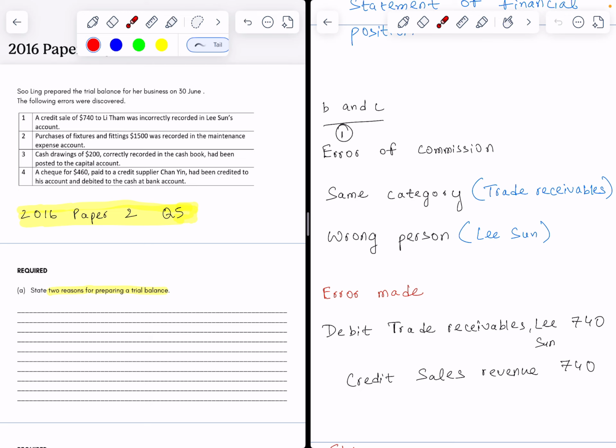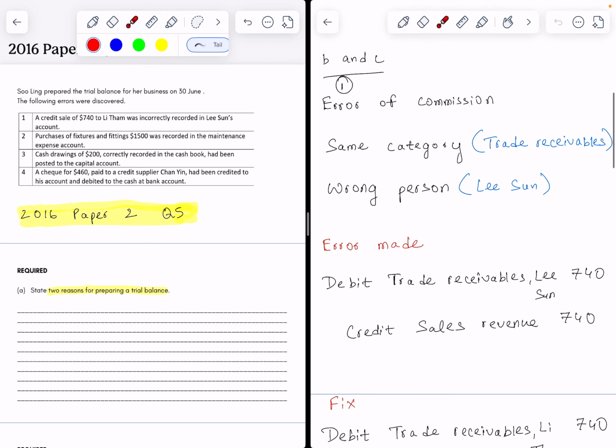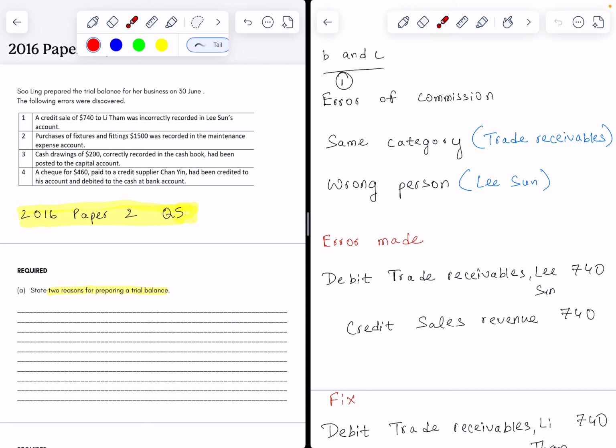The same category we are referring to here is the category of trade receivables, who are the credit customers of the business. But we ended up recording it in the account of Lee Sun instead of recording it in the account of Lee Tam. All right? So what was the error that was originally made? So when we would have recorded this transaction initially, we would have debited the account of Lee Sun, trade receivables Lee Sun, by $740, and we would have credited sales revenue by $740.